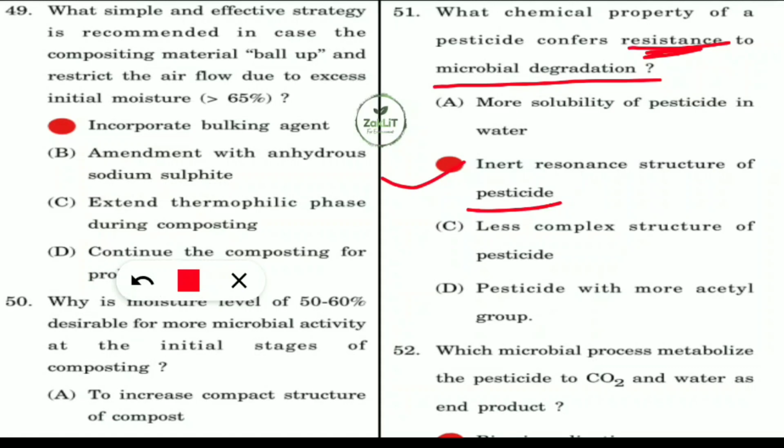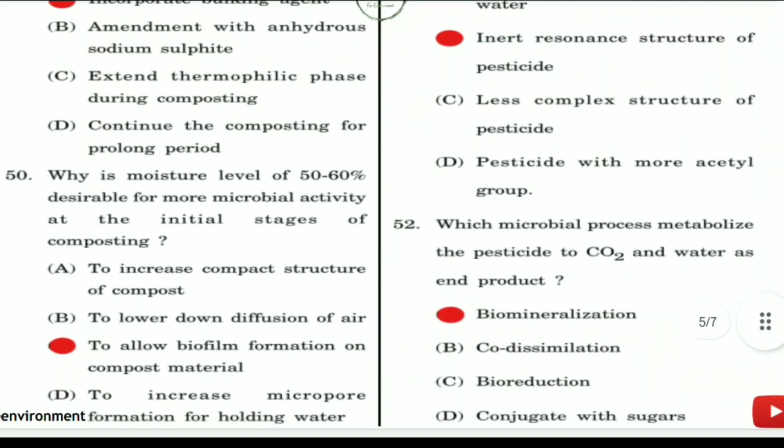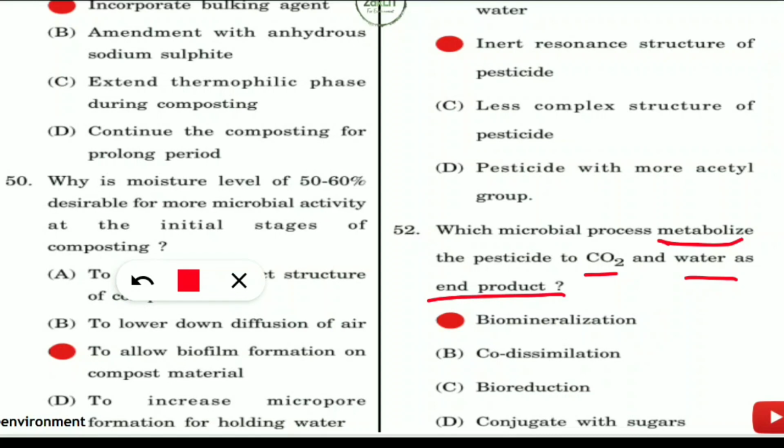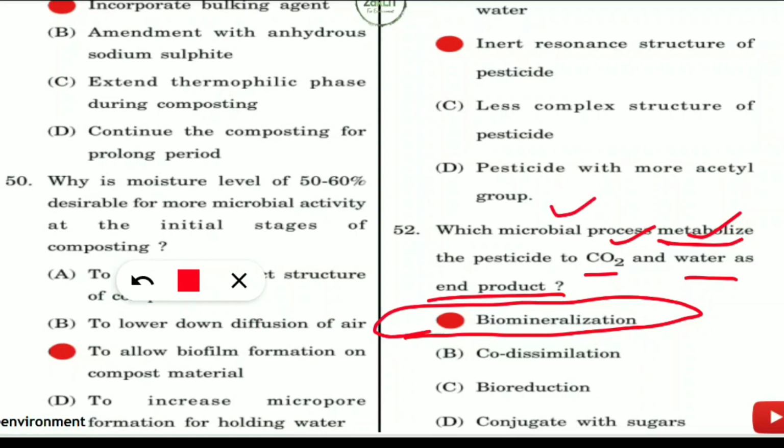Question number 52, again from microbiology. Which microbial process metabolizes pesticides to carbon dioxide and water as end products? This is a very good technique to convert the pesticide to carbon dioxide and water. It is biomineralization. So this is done with the help of microbes.